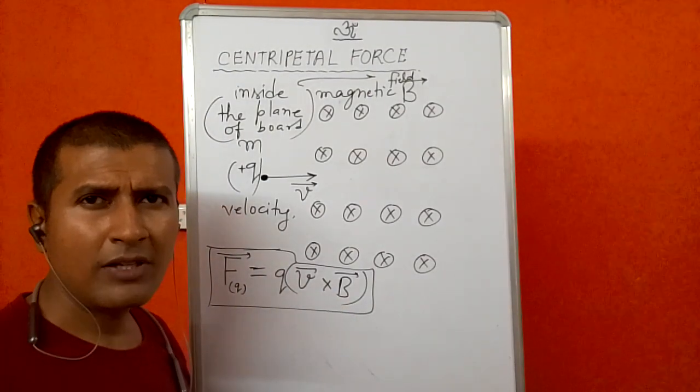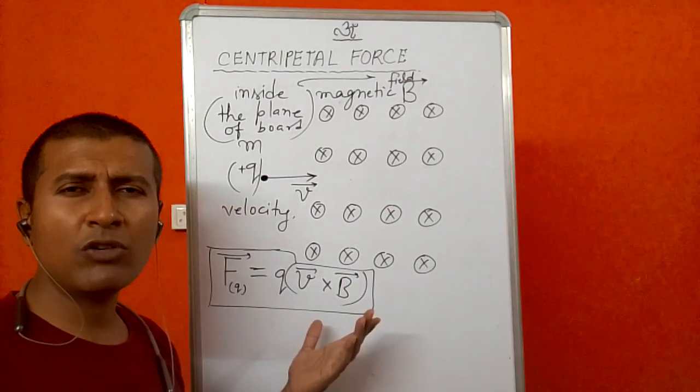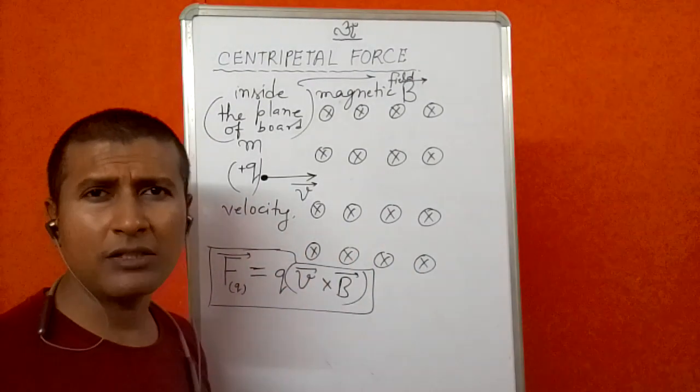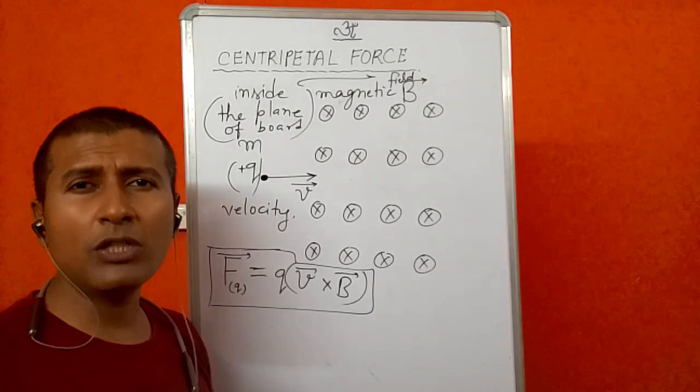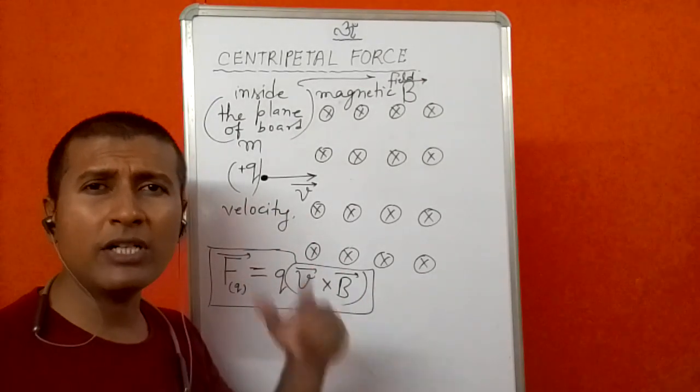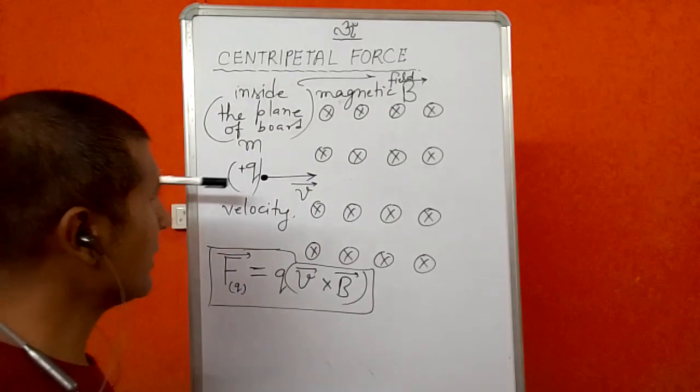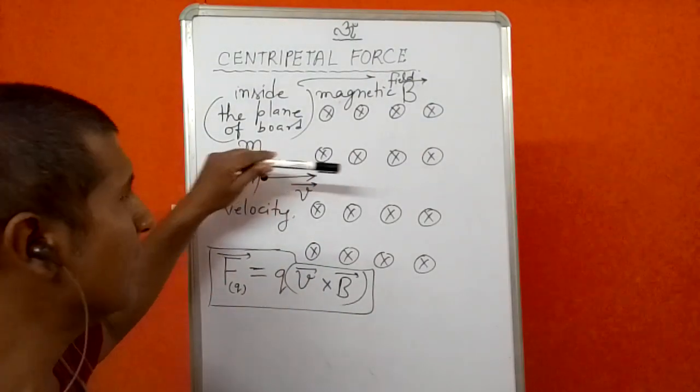Is the point clear? So now we will try to use this particular formula, but as I have told you, there is an application of centripetal force here, right? So something must be going on here. So let's understand how it happens. Now look at here, when the charge enters into this magnetic field, what will happen?